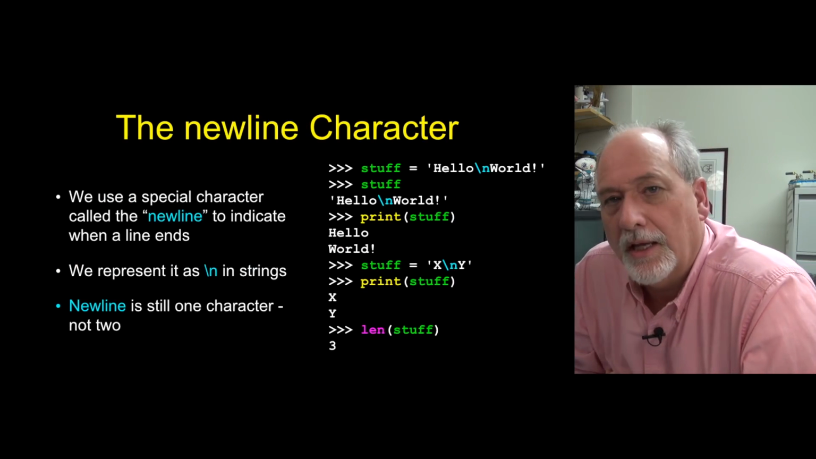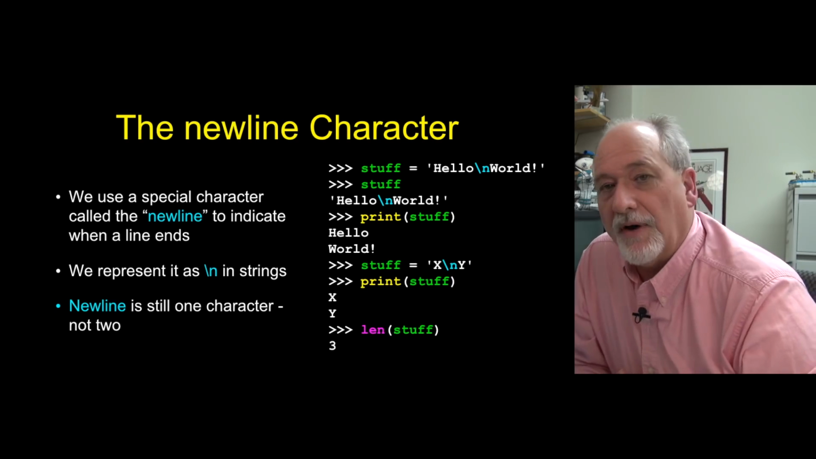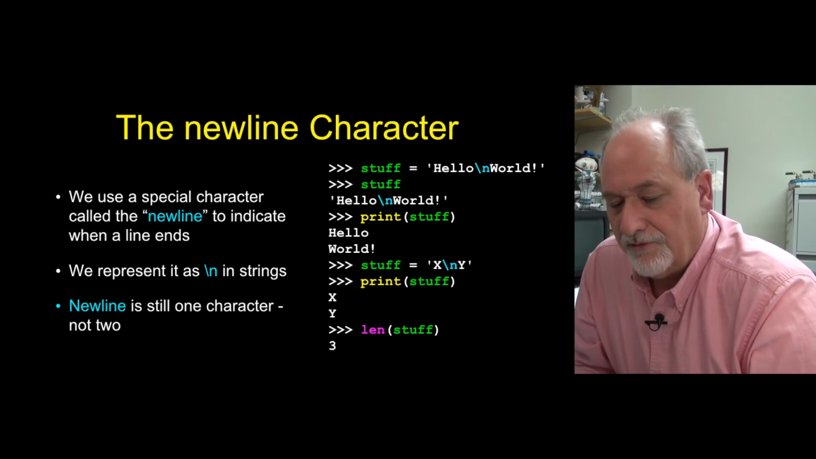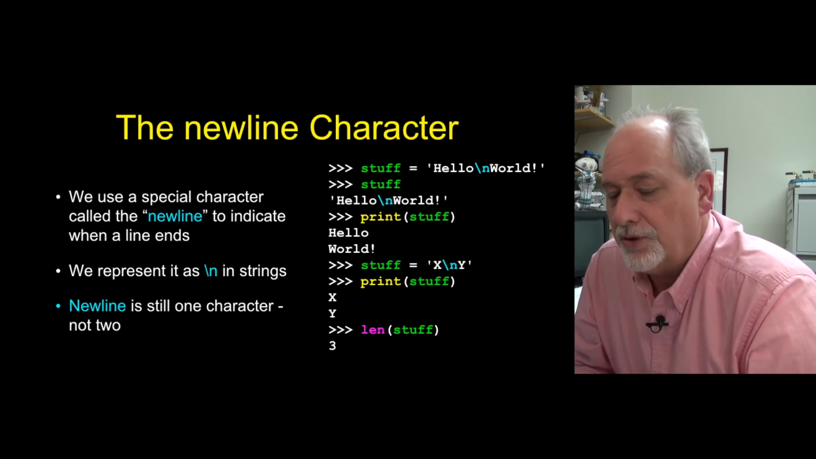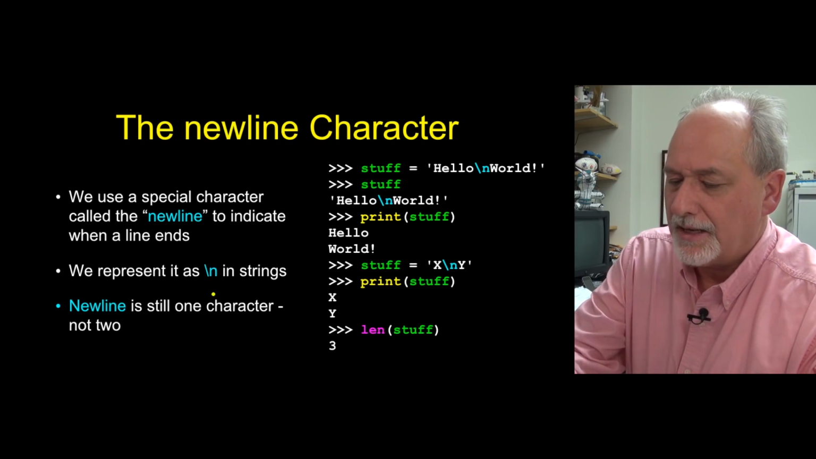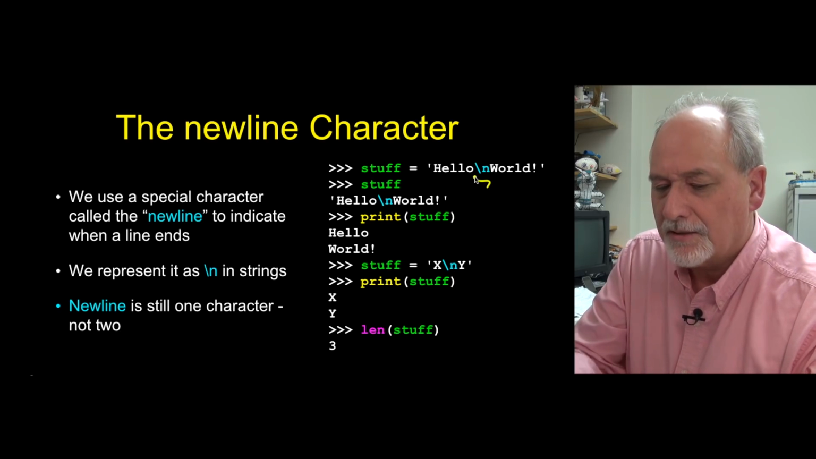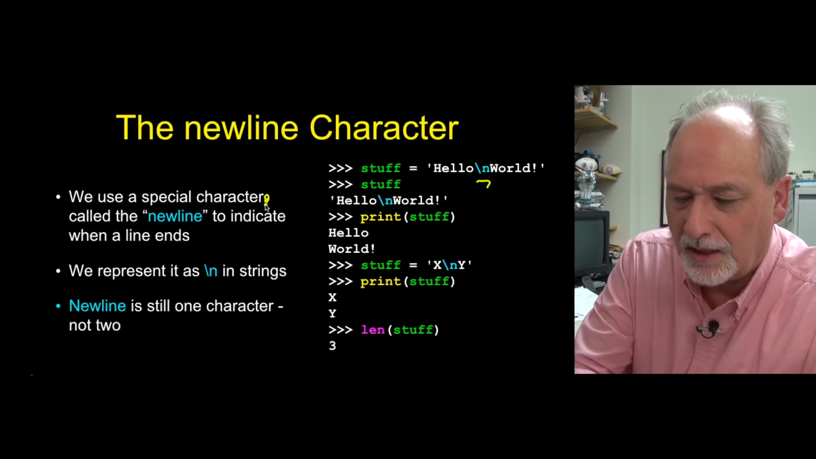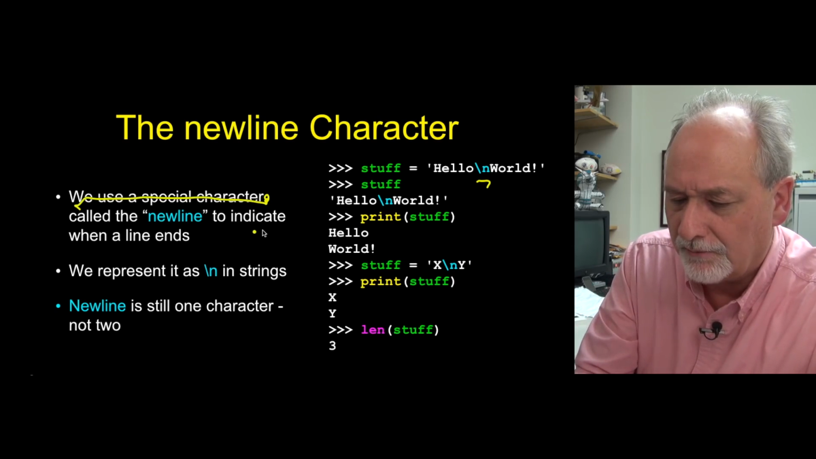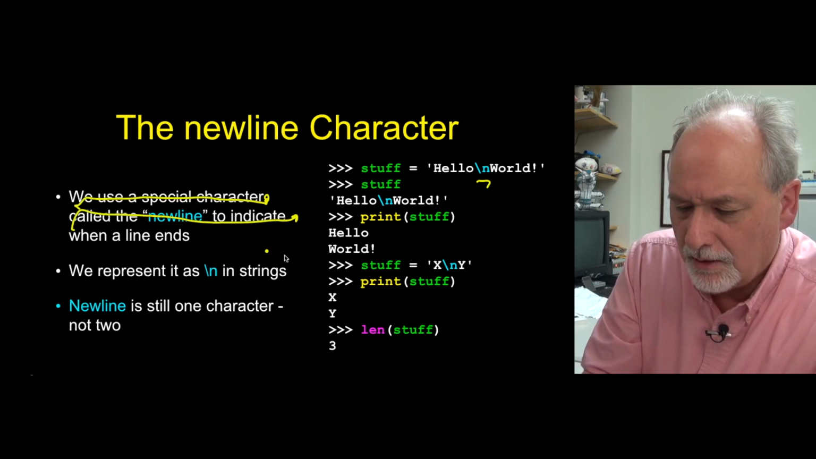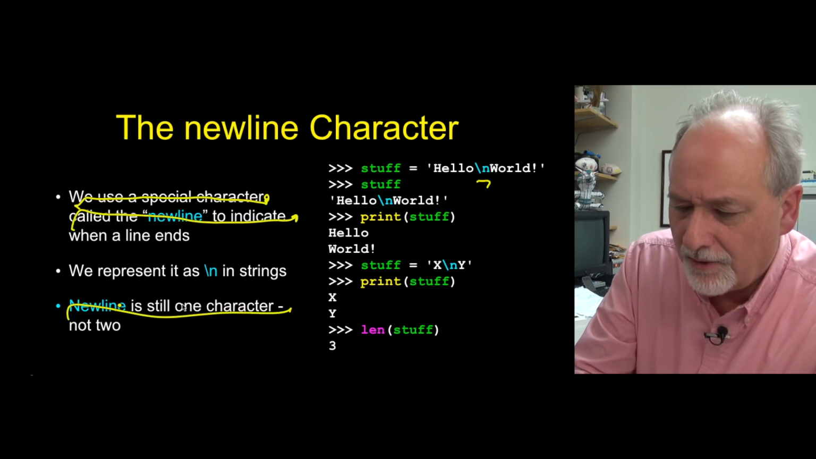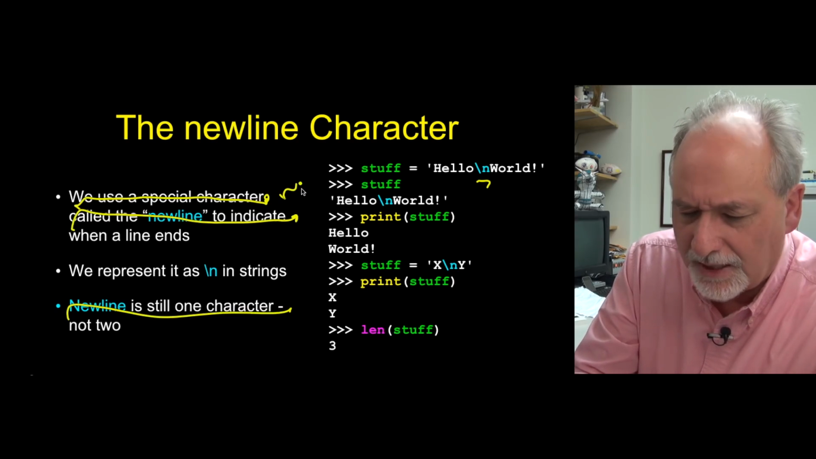Now, the newline character is an important part of file reading. And in files, in strings, we can put the newline character in by this \n character. And the \n is the character that indicates that we're supposed to go to a new line. And so we have, what is this? Well, that's a \n. That's a \n.